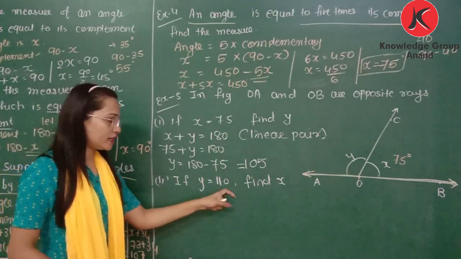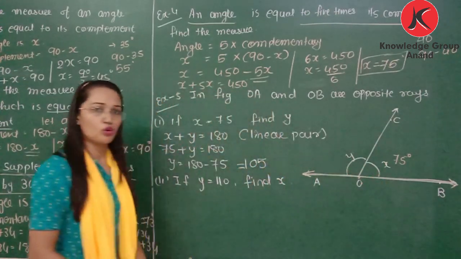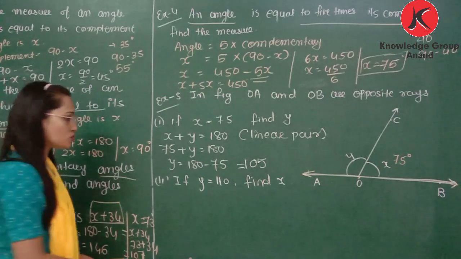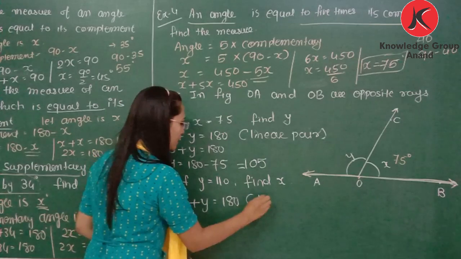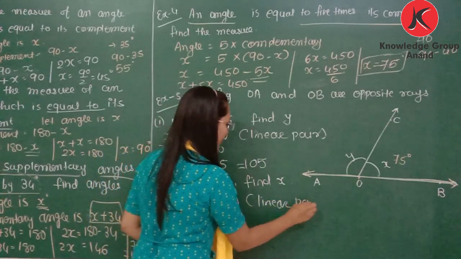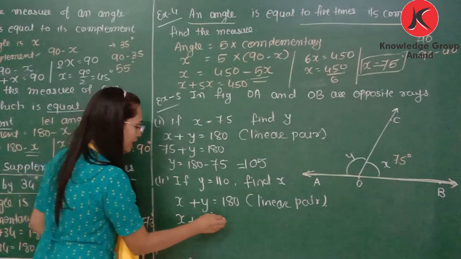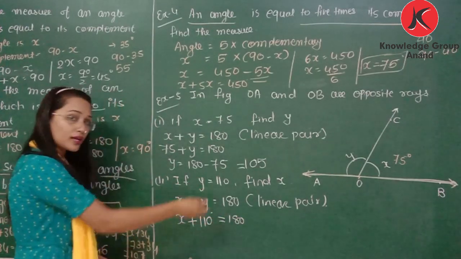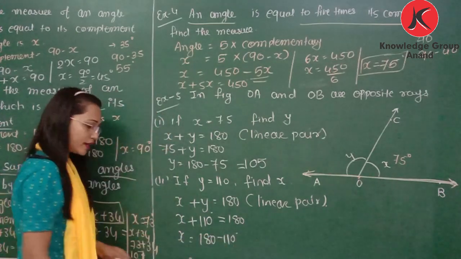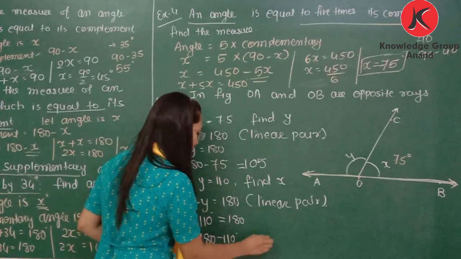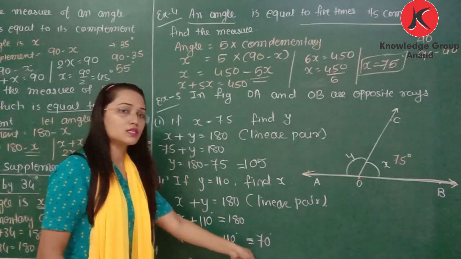If y is 110, find the x. Same, because they are forming the linear pair, because OA and OB are in opposite direction. So we can write x plus y is equal to 180. It is a linear pair. So here x we don't know. Y is 110, equal to 180. Take 110 on the right side, so that is minus 110. So we get 70. So here, if angle y is 110, x will be 70.